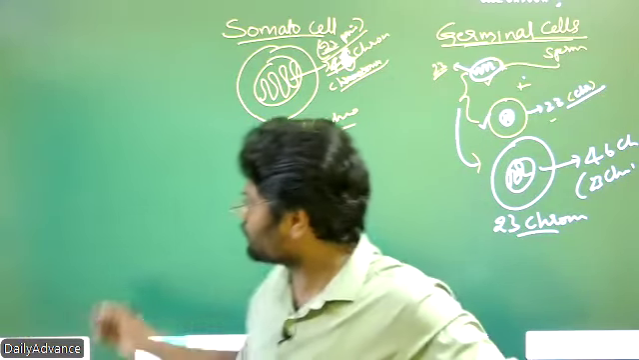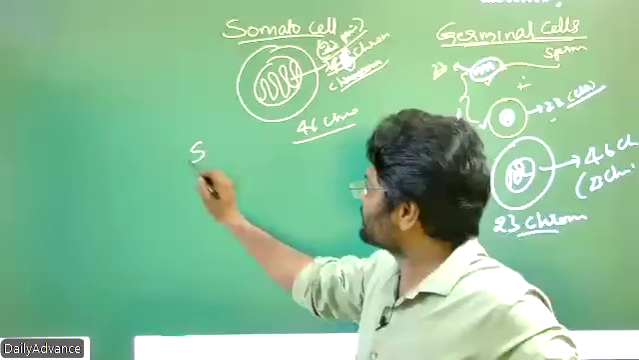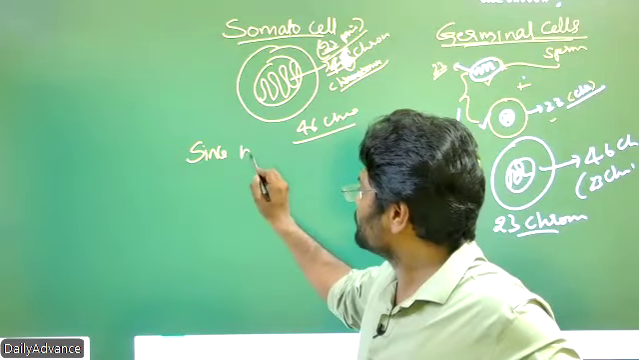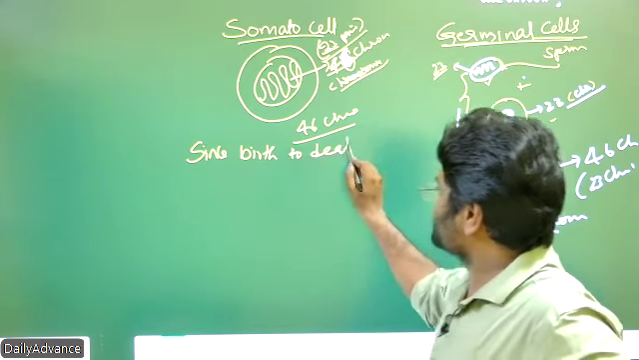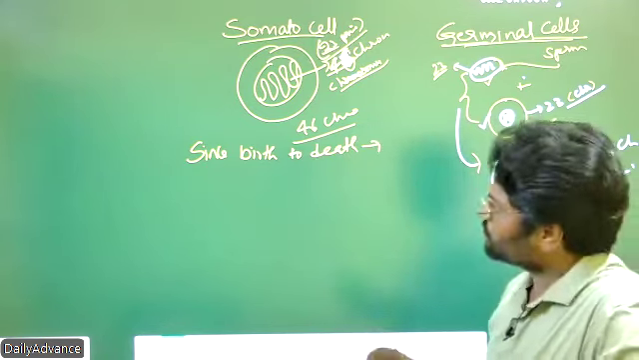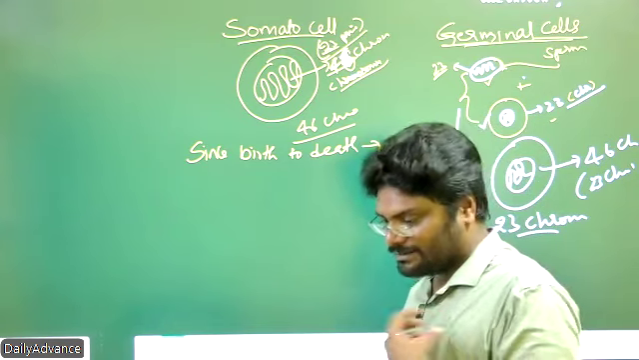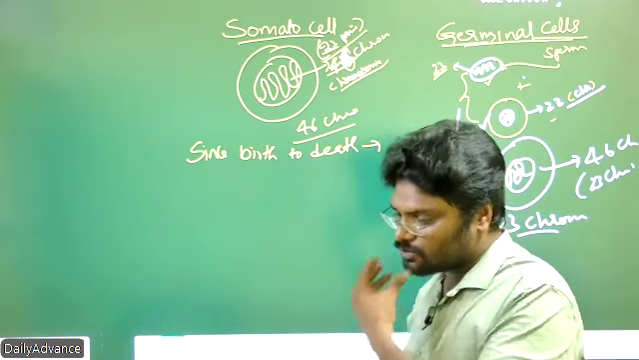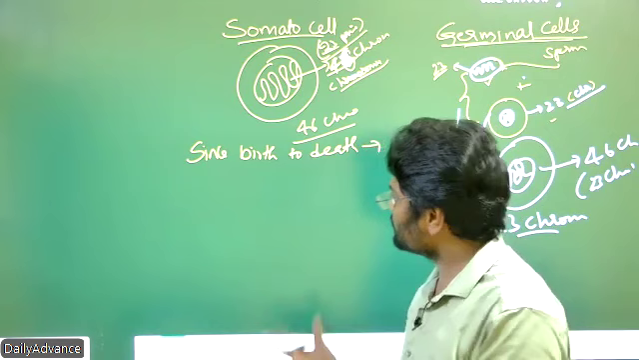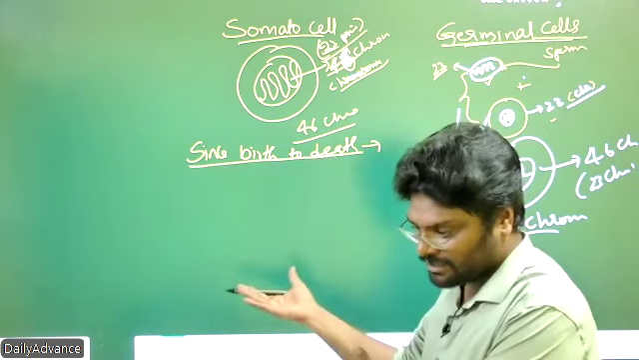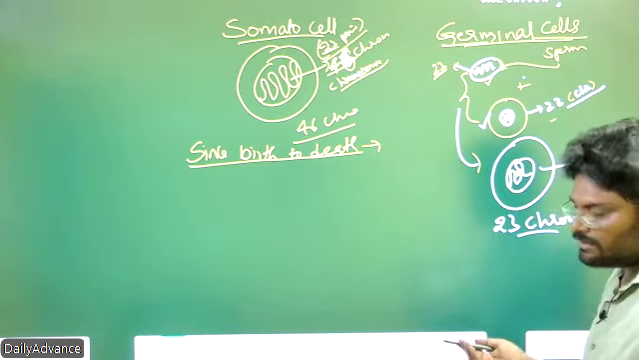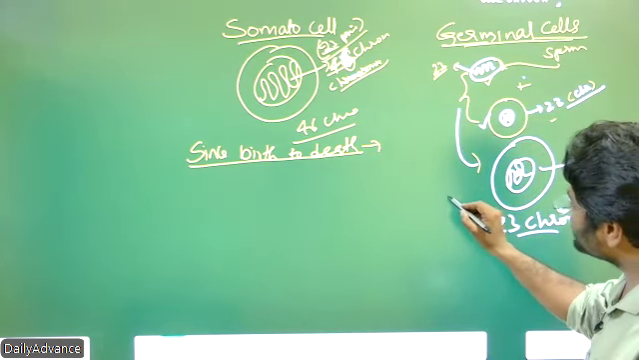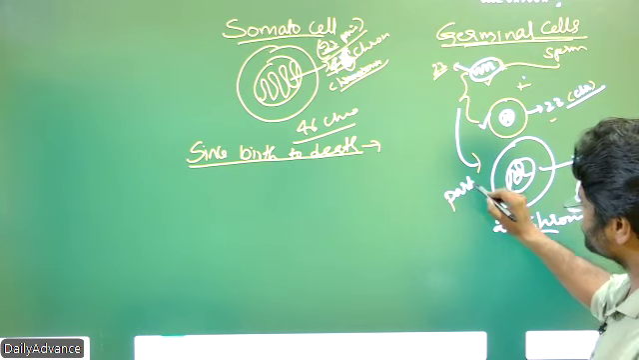So somatic cells are present from birth to death. Somatic cells means heart, liver, kidney, eyes, nose, everything is somatic. Since birth, we have all these organs. Understand? So these sperms and ova are present only at a particular point in an individual's life.